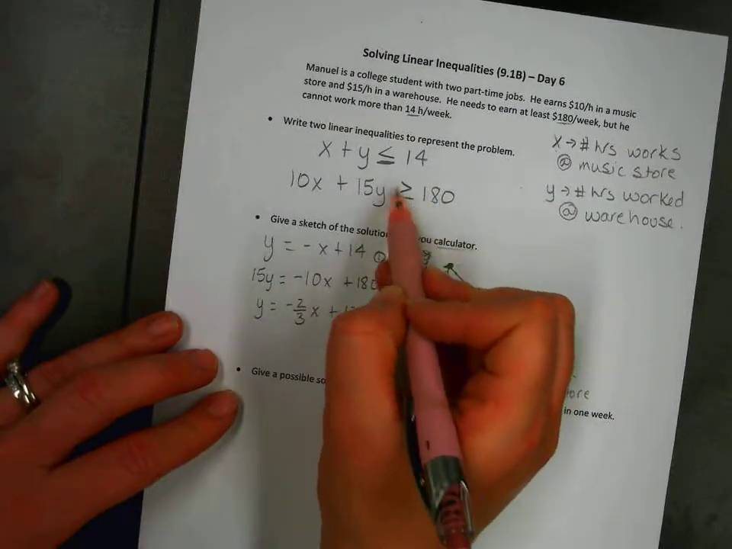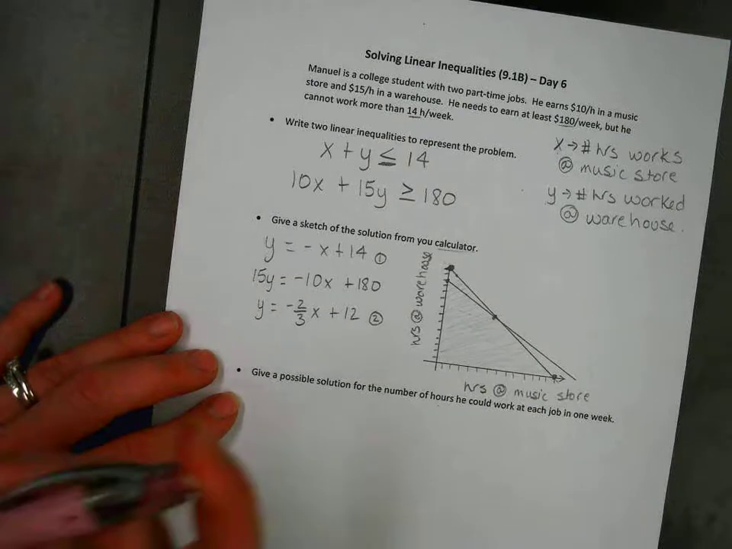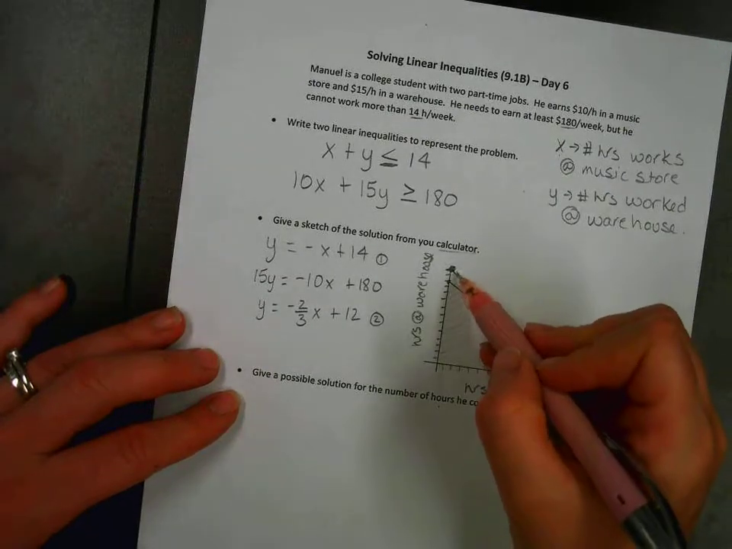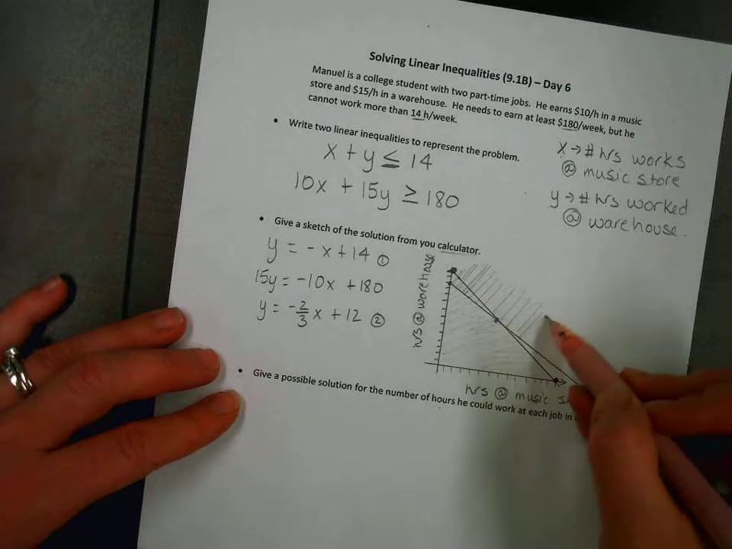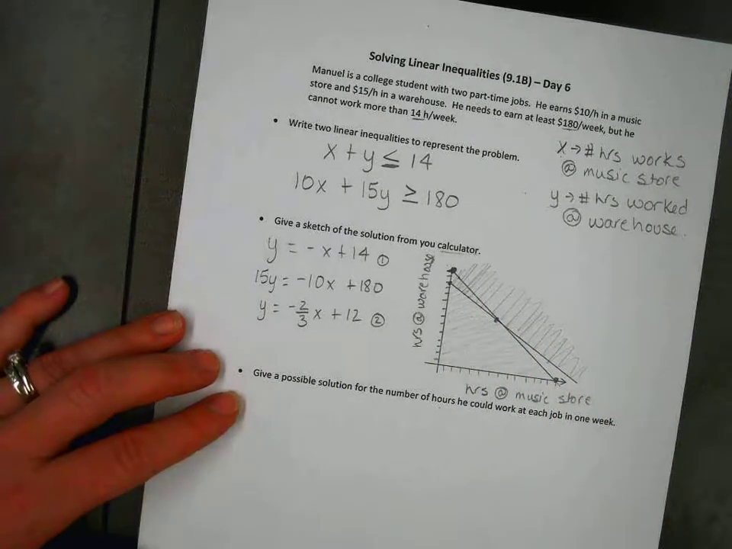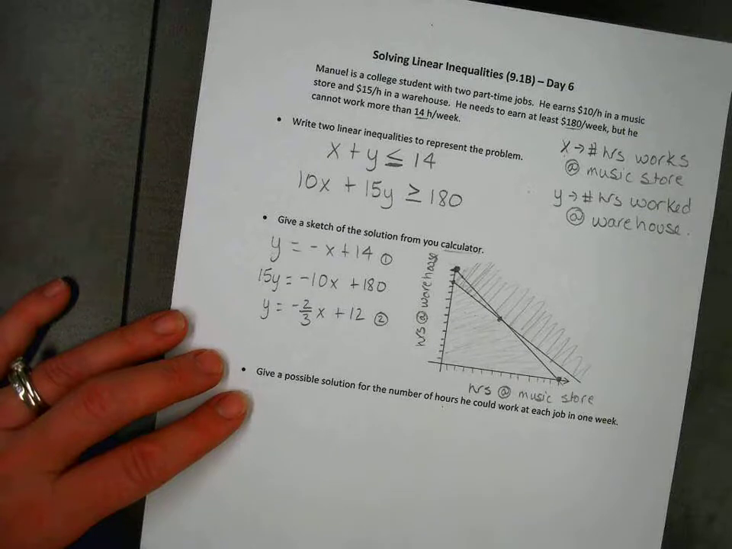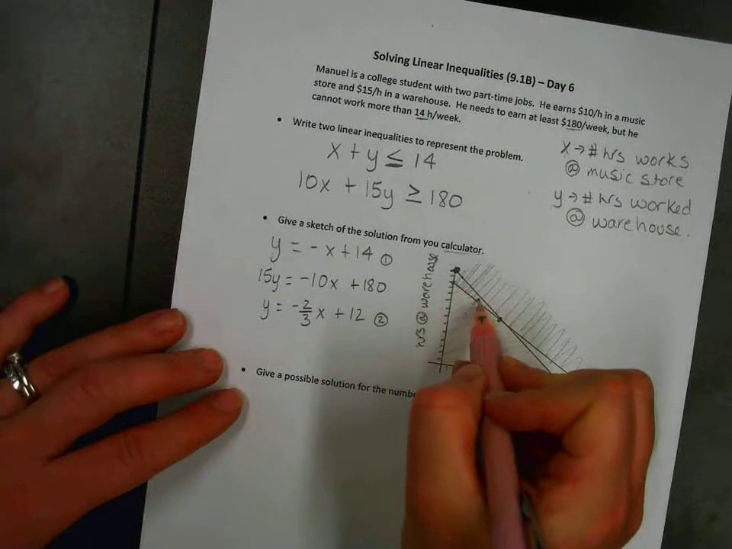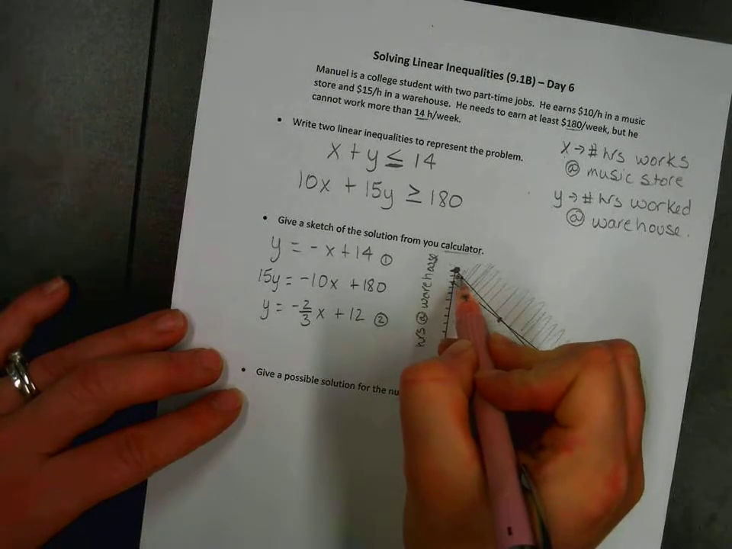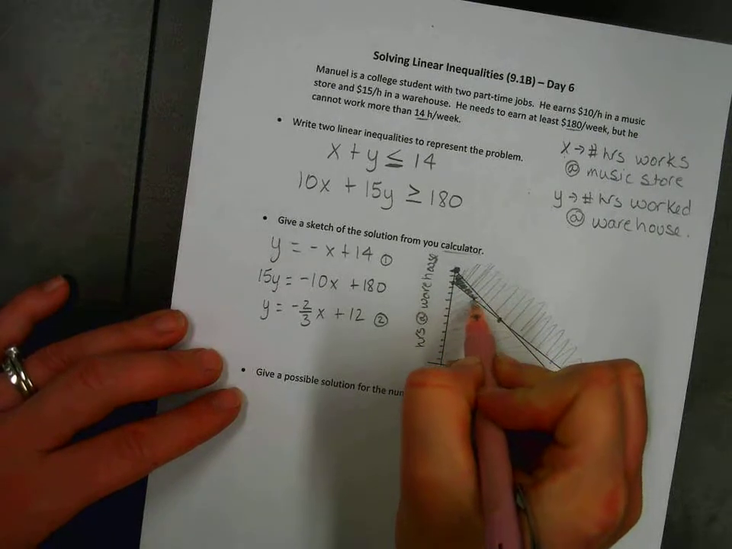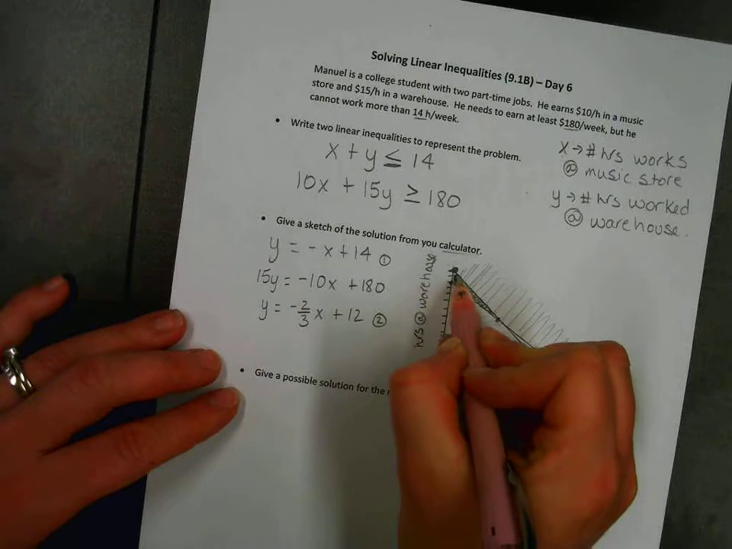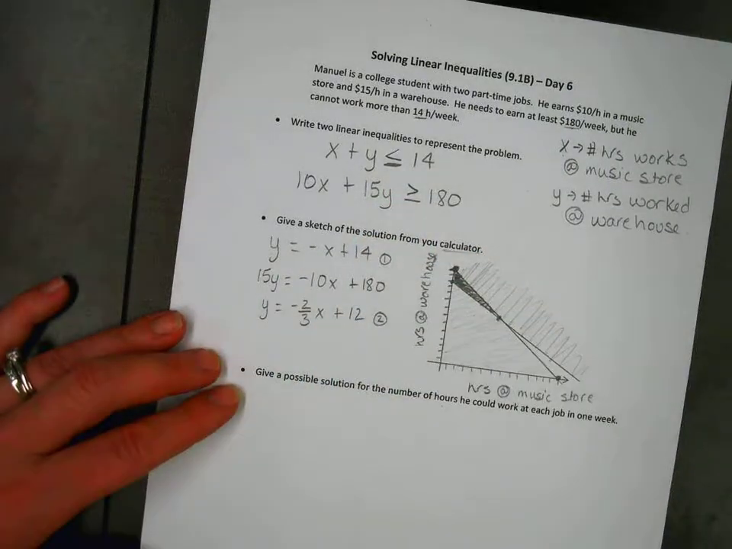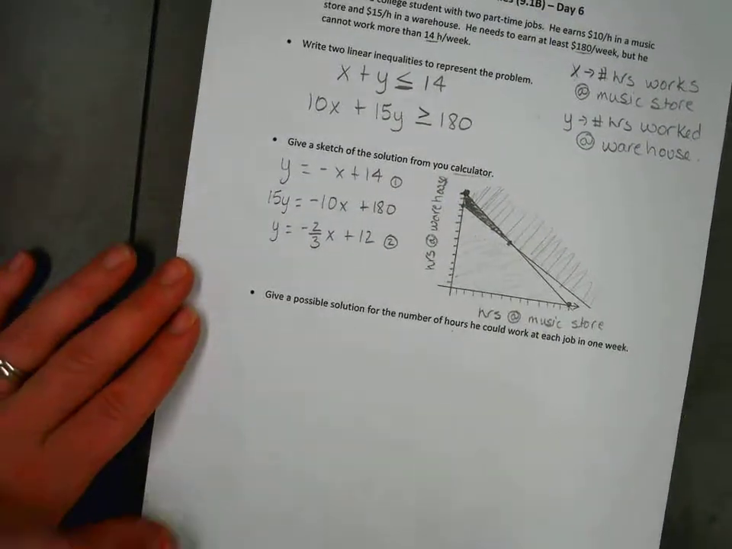And because this is greater than or equal to 180, I want to sketch all the points above this line. And that would be the sketch of this graph. Where the double shading occurs is where we're going to darken, and this is our solution area. So there's quite a small solution area that is going to satisfy both of these inequalities.